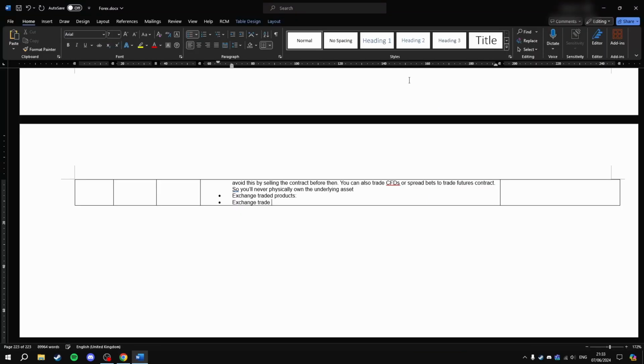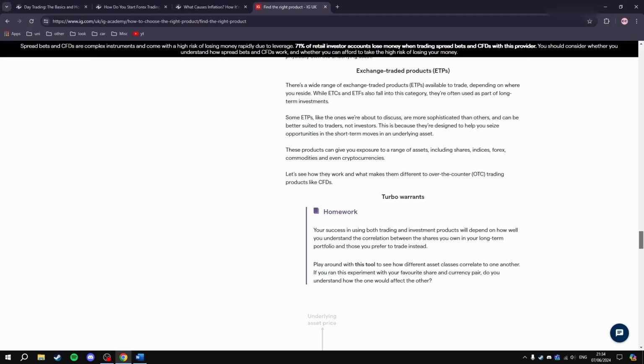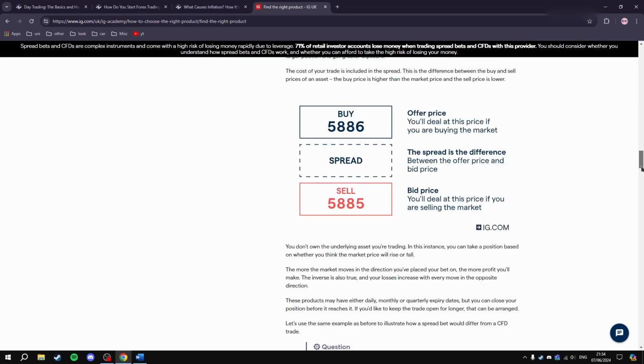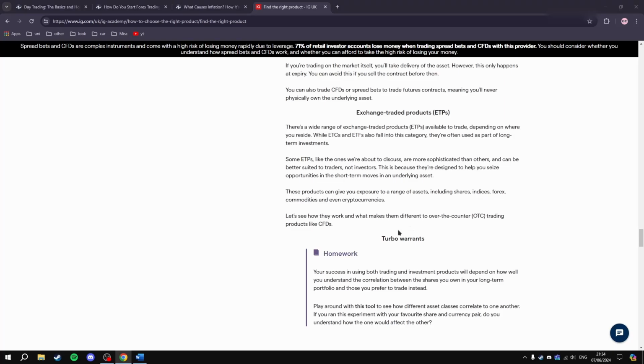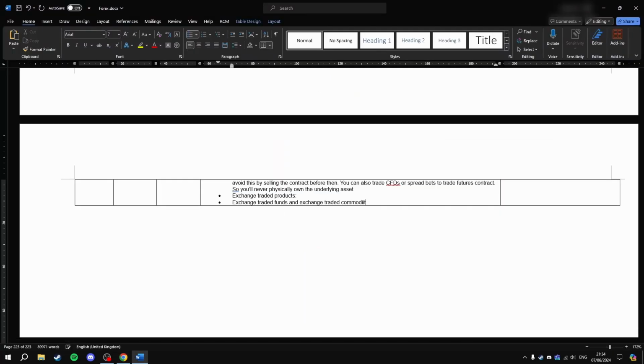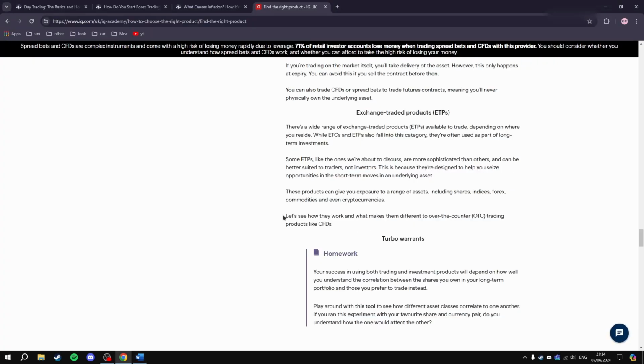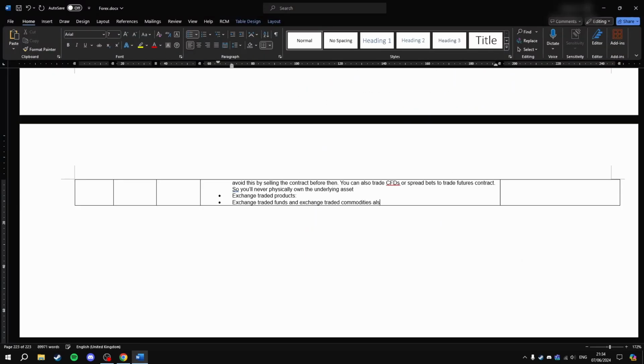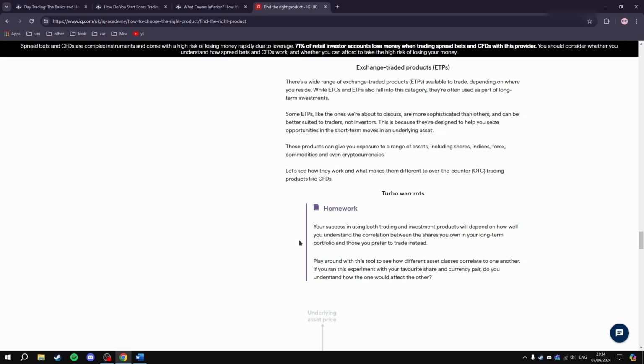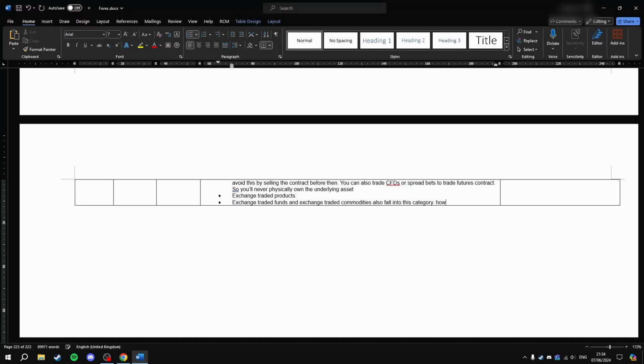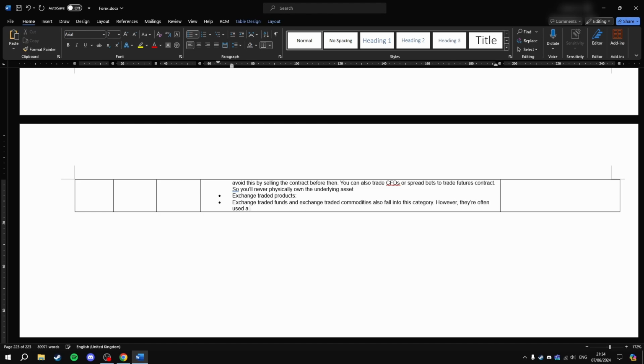Exchange traded funds and exchange traded commodities also fall into this category. They're often used as part of long-term investments.